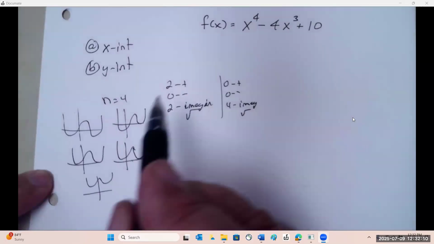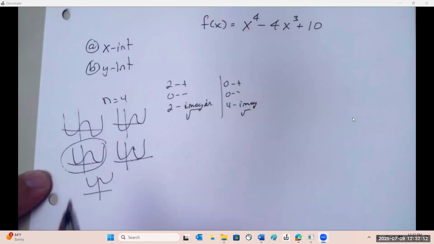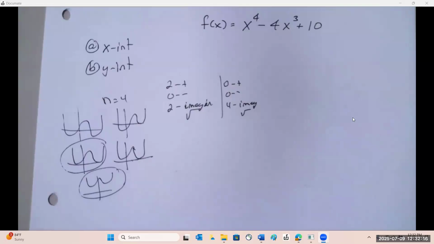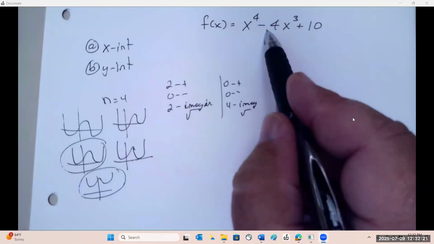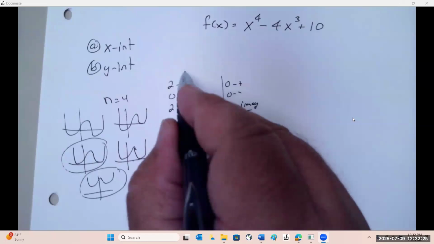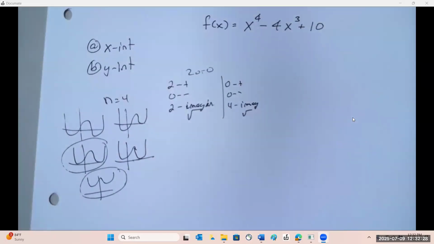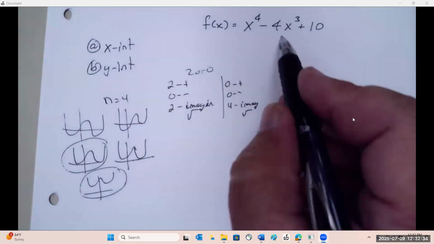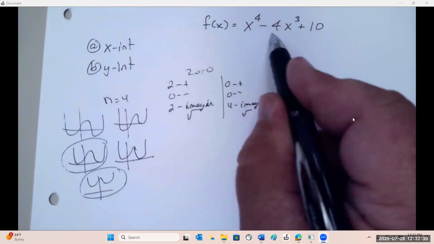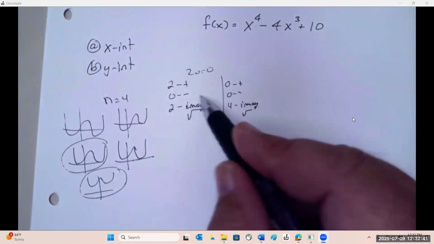Which tells us we can either look like this or we can look like this. That's what Descartes' rule of signs tells us, because we have two sign changes. So either we're going to have two or zero positive solutions. And the reason we have no negative solutions is because the odd exponents change the sign, and they're all positive, no sign changes. So we have no negative answers.